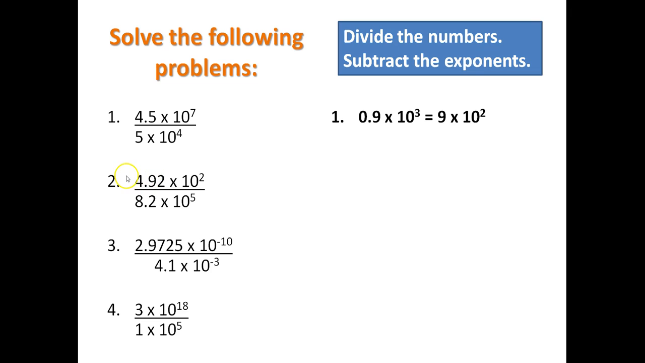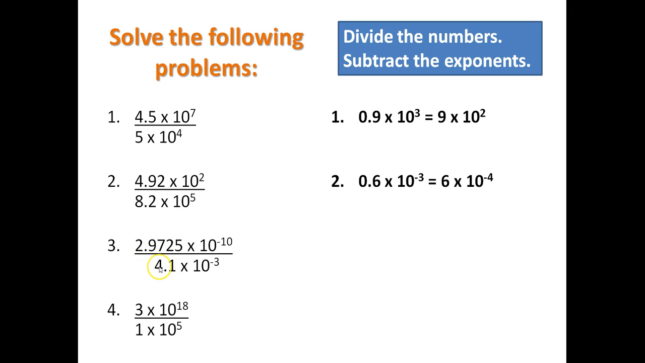Yeah, I think I grabbed a calculator for this one too. Okay, number 2. 4.92. I'm going to divide that by 8.2. And then I'm going to subtract my exponents. Ooh. Remember, it's numerator take away denominator. 2 take away 5 is negative 3. So I have 0.6 times 10 to the negative 3. I need to make that a number between 1 and 10, so I move my decimal to the right. And it's 6 times 10 to the negative fourth. I needed to make it even smaller.